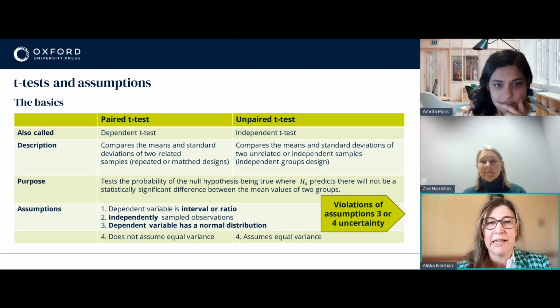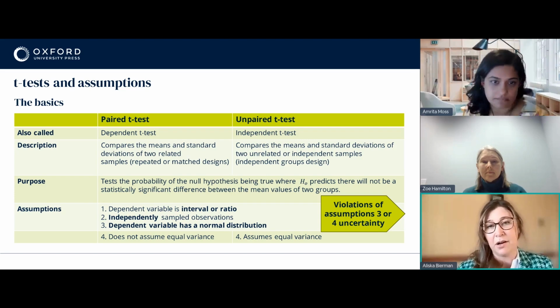The second one, independently sampled observations. Again, that should be part of their methodology. And that's just making sure that the results from one test are not dependent on another. So as long as they're doing different tests or they have independent groups, this should be fine.